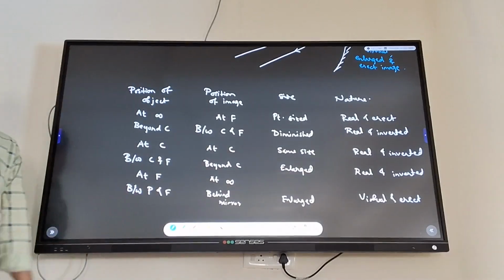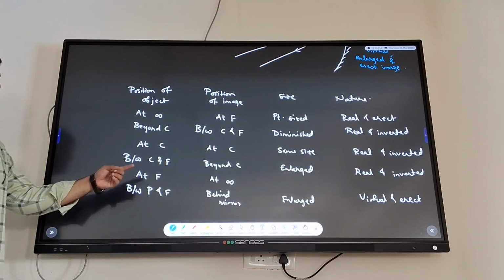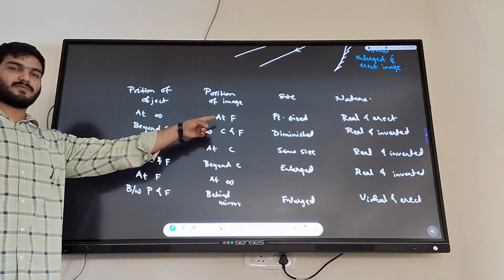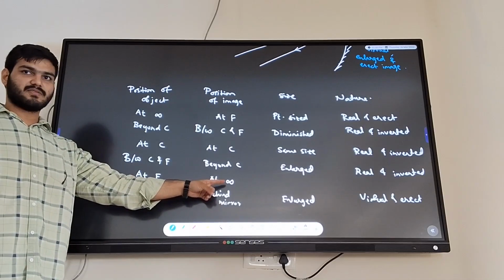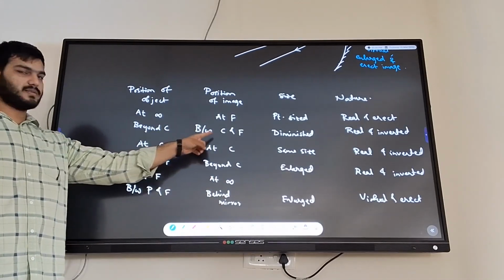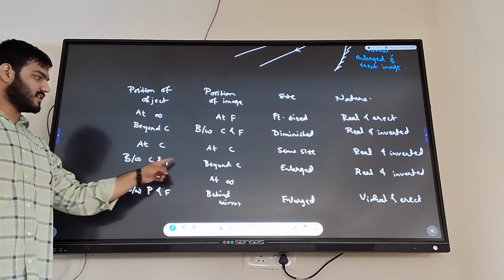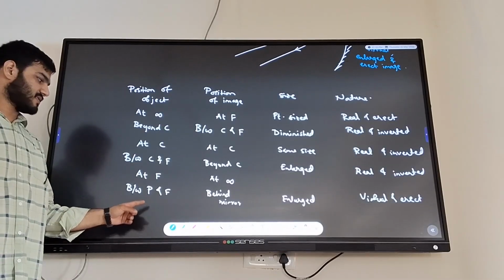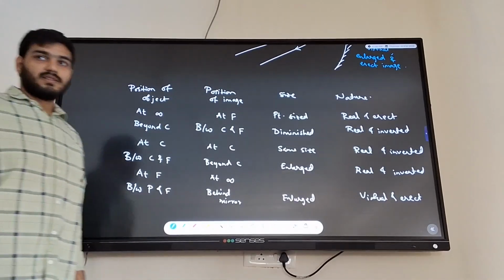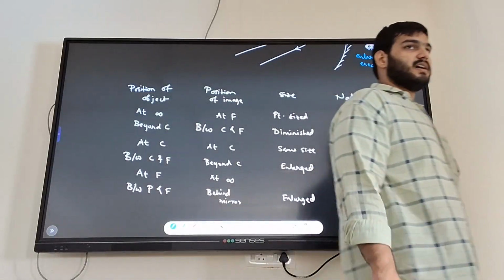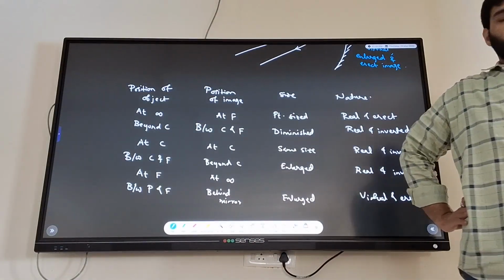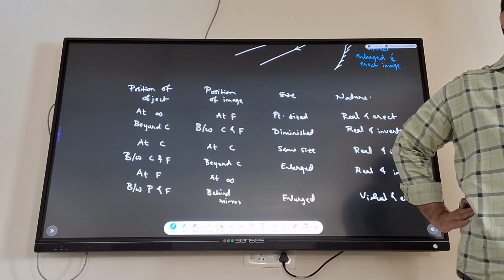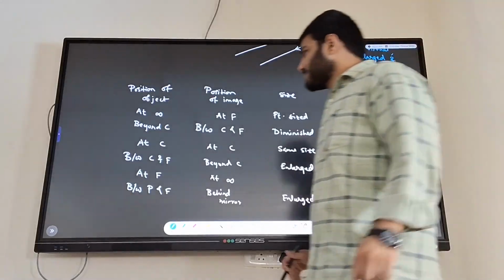This is the table. And if you look into this carefully, there is a pattern. You stand at infinity, you'll get the image at focus. You stand at focus, you'll get the image at infinity. Stand beyond C, you get it between C and F. Stand between C and F, you'll get beyond C. At C, at C. This is the only odd case. Between P and F, there exists a case in which you get a virtual image for this concave mirror. So you can't make a general statement that you will always get a real image. Is it understood? So please make the table.